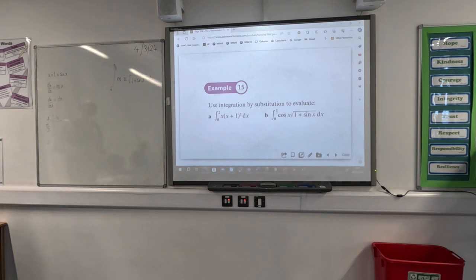Right, it is. So if we've used u is 1 plus sine x, the square root of that will just be u to the half, and we can integrate u to the half. Yeah, sure. Increase the power divided by the new power.